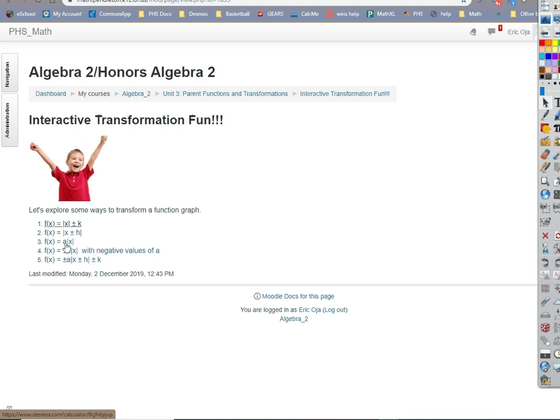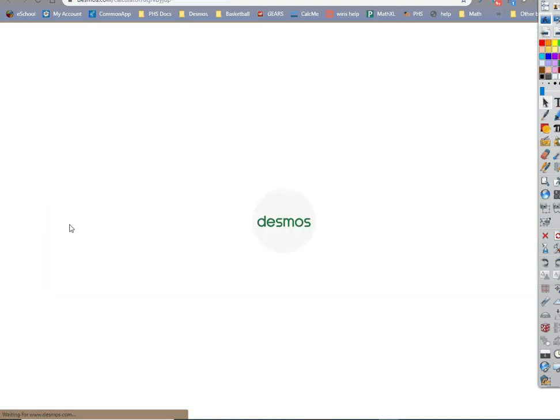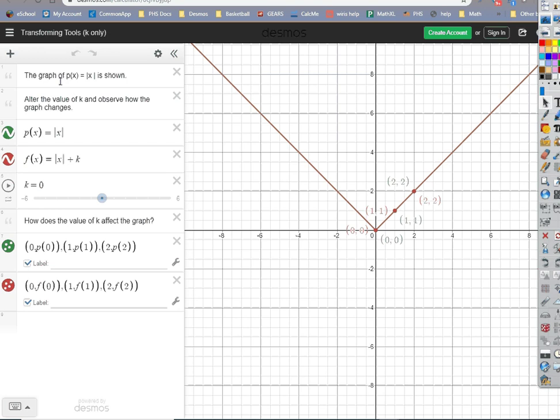So if I click on this first one, for example, it's going to take you here. This is a graph of the P for parent graph. So parent graph equals the absolute value of x. Alter the value of k and observe how the graph changes.